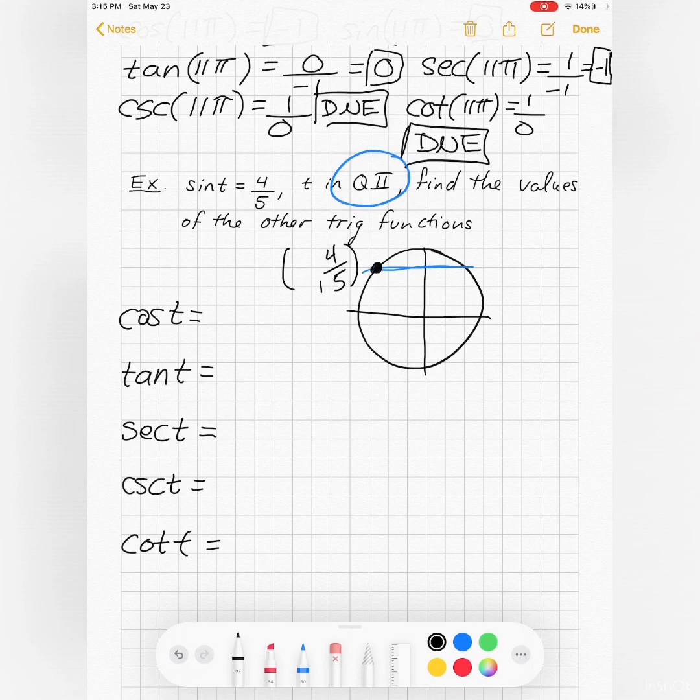Okay, well, one of these I could fill in immediately. Let's see, cosecant is the reciprocal of sine, right? So wouldn't this one have to be 5/4? But how about the other?